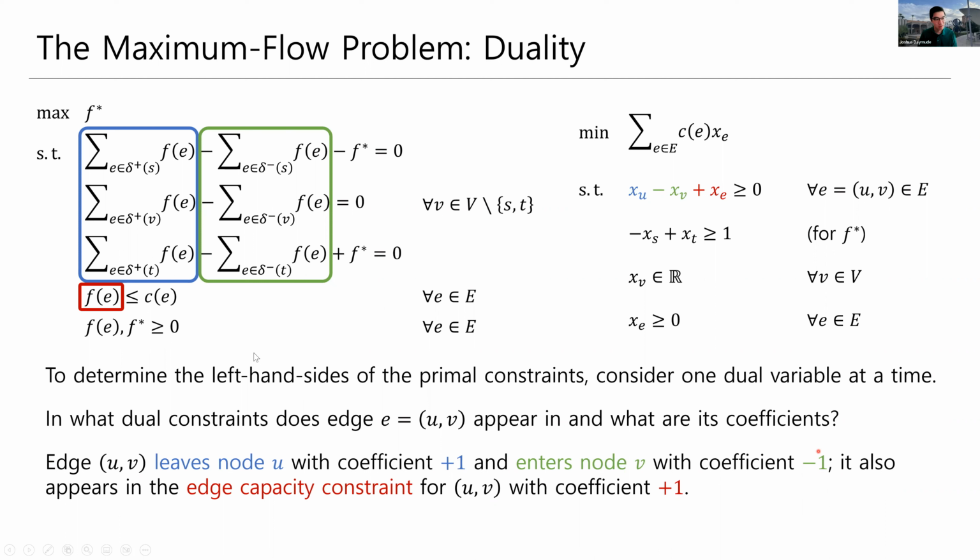The last place we have to worry about it is in the edge constraints, right? So here, it simply shows up with a +1 coefficient in each edge capacity constraint. So translating that, it shows up in the node constraint for U, the node constraint for V, and the edge constraint for itself, for E. +1, -1, +1.